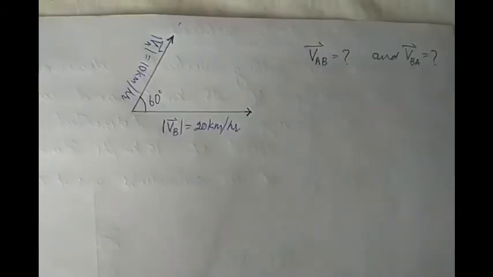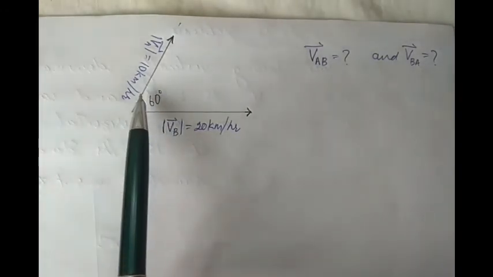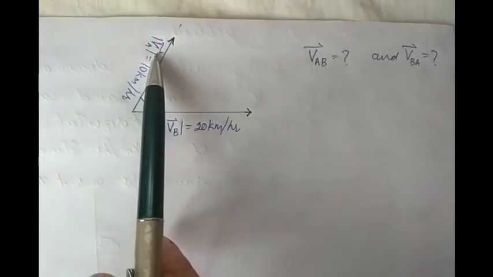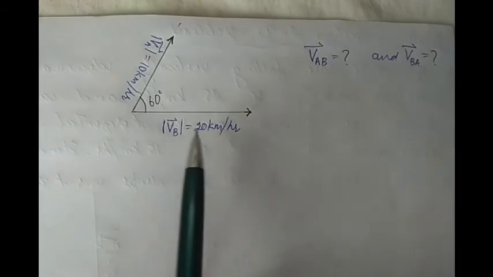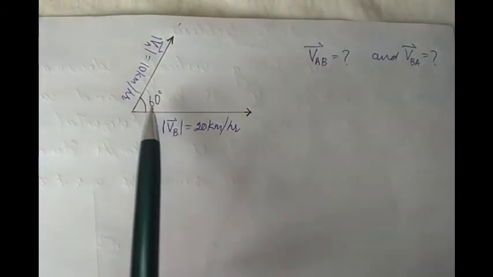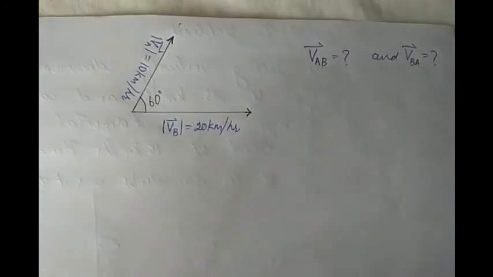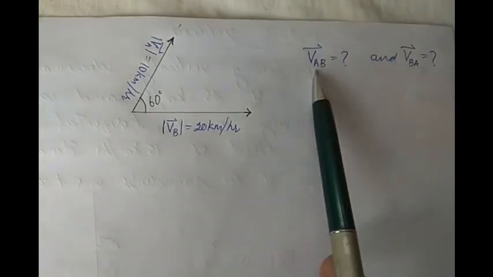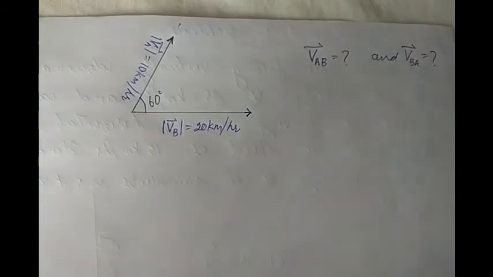Remember. Now I have this problem for you all, where say for example we have two ships, Ship A and Ship B. Ship A moving with a velocity VA having magnitude 10 km per hour, and Ship B moving with velocity VB having magnitude 20 km per hour. And let us suppose that the angle of inclination between the directions of movement of these two ships is 60 degrees. So what you need to find is the relative velocity of A with respect to B, and also the relative velocity of B with respect to A.